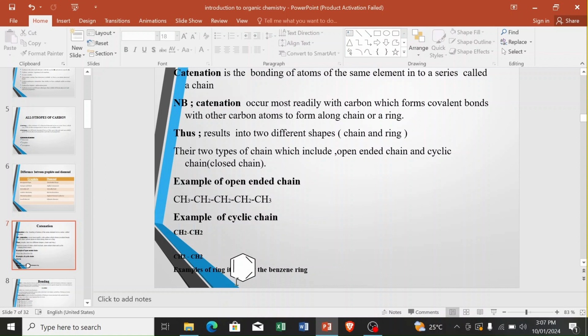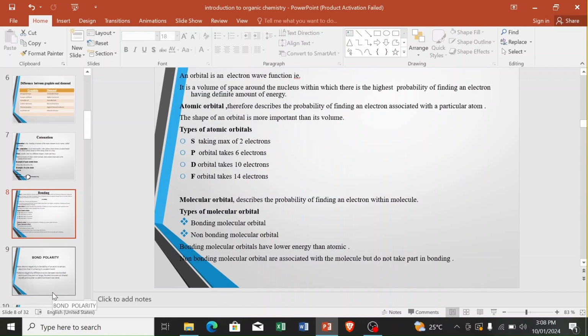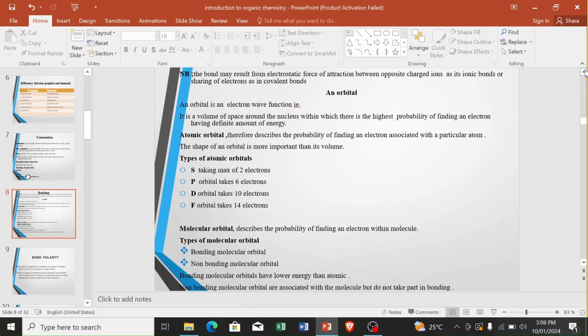So we see that all the different corners, all the different edges, depending on how you'd call this, can be an edge or a corner, something like that. So we find that this is an enclosed chain. That is what catenation is, and carbon has that unique property of undergoing catenation. That takes us to another slide, and in this slide I am going to take you through bonding.